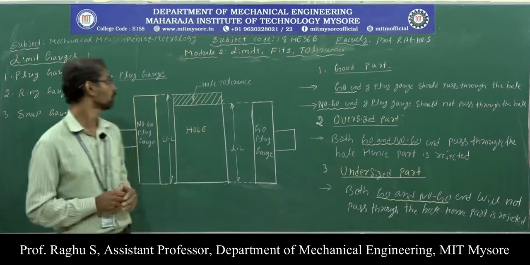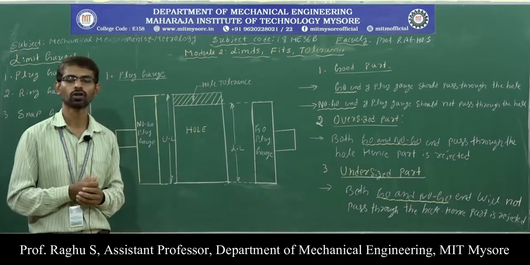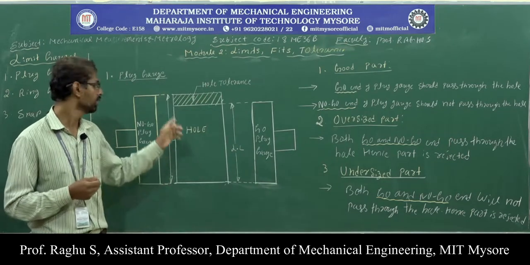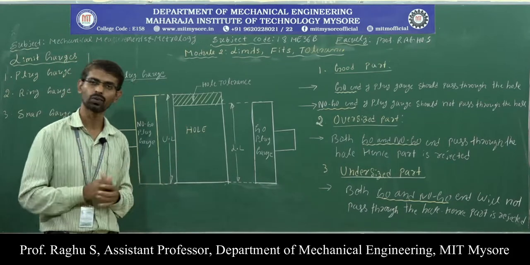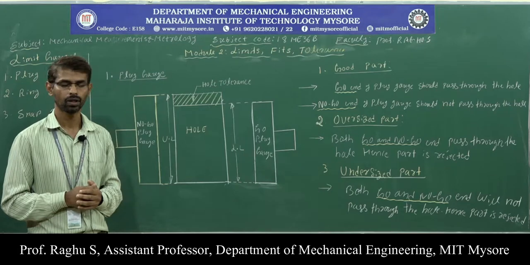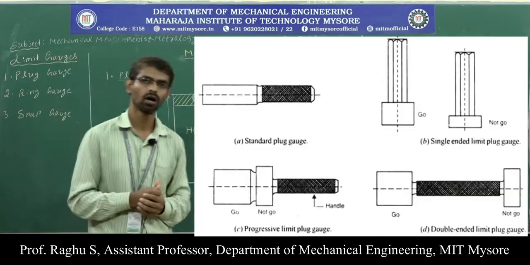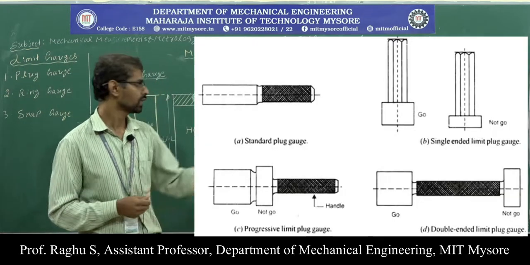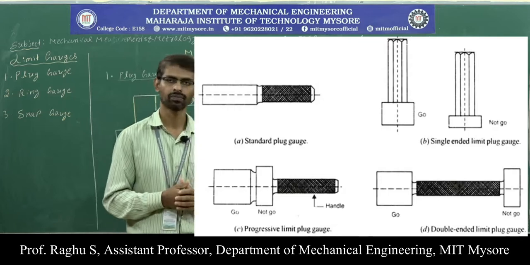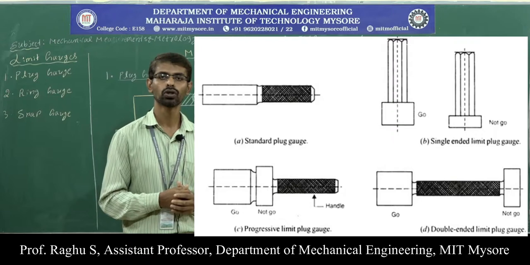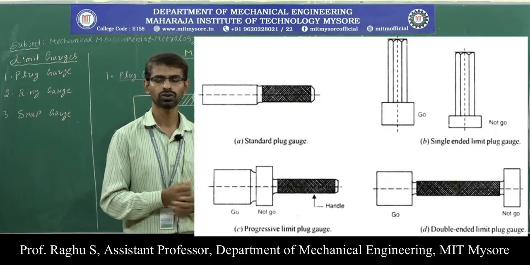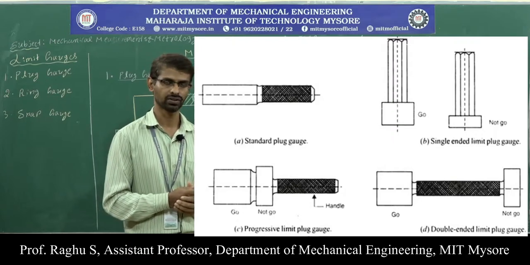So this is about go plug gauges. Go plug gauges are commonly used to check the hole diameter, whether the hole diameter is within the specified tolerance or not. We have different types of plug gauges: single-ended plug gauges, double-ended plug gauges, and progressive-ended plug gauges. The figure shows the different types of plug gauges.